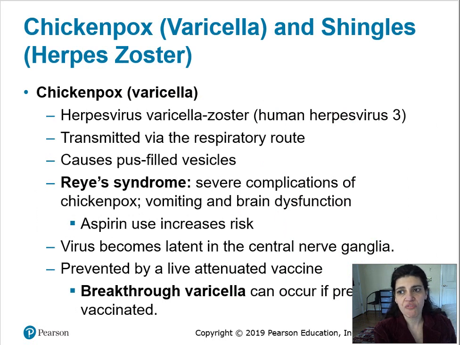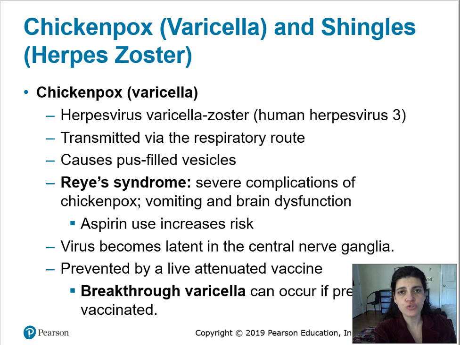Chickenpox, also called varicella. Chickenpox is caused by the herpes virus, varicella zoster, so it's called human herpes virus 3. You're going to see other HV viruses that we're going to talk about, okay? This one causes chickenpox, transmitted by respiratory route, and the vesicles are fluid-filled, but the fluid can become pus, okay? There are complications that can cause brain dysfunction, but that's rare.